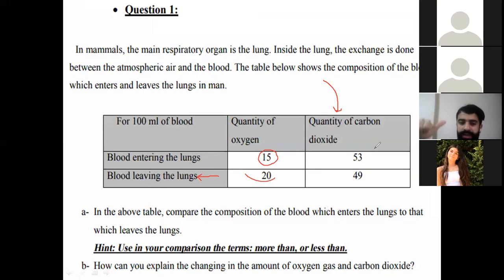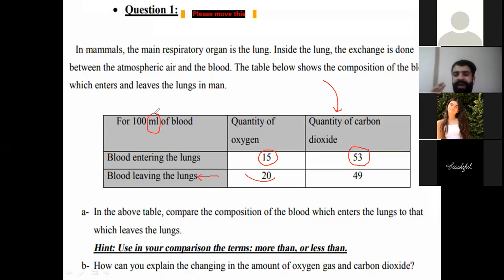First of all, you start: the quantity of carbon dioxide in the blood entering the lungs is what? 53 what, ya Ali? What is the unit? Milliliter. Very good. You have to mention the unit. Let's start from the beginning. Yalla, Ali, go. The quantity of carbon dioxide in the blood entering the lungs is 53 milliliter, which is greater than the quantity of carbon dioxide in the blood leaving the lungs, which is 49 milliliter. Excellent. Very good, ya Ali.